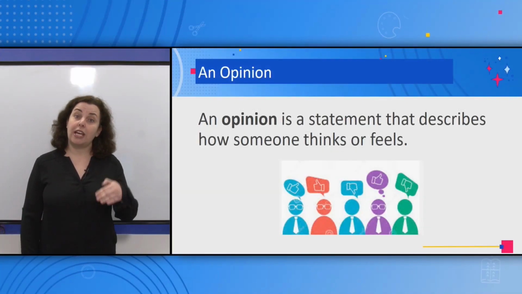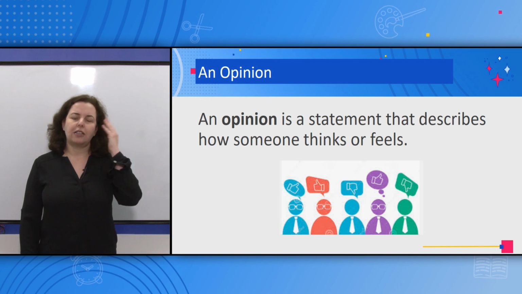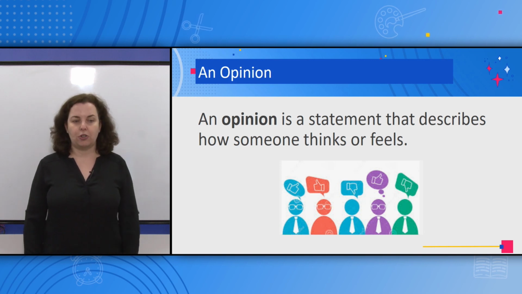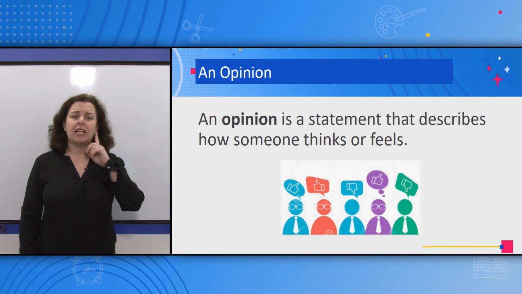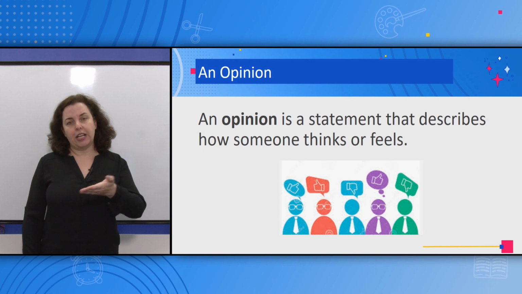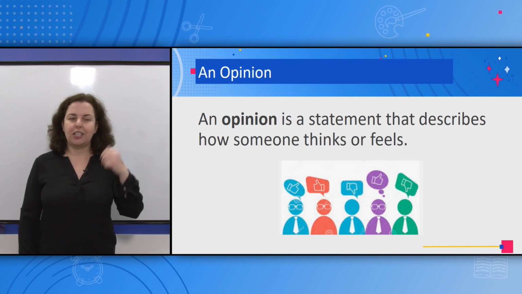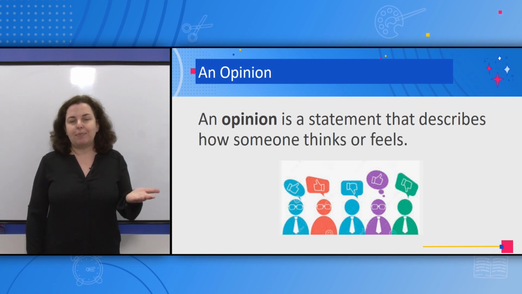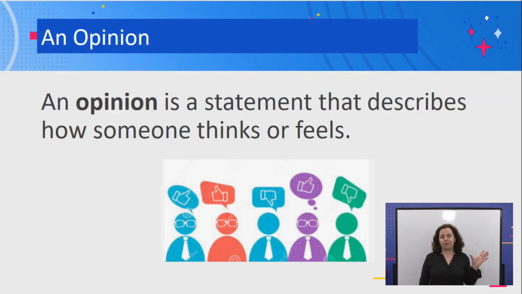Now let's talk about an opinion. What people think, that's an opinion. As you can see from the picture here. An opinion is a statement that describes how someone thinks or feels. Do you see the picture I put here? Sometimes when people put a funny joke on Facebook, for example, I click like because my opinion is that I like their joke. That's an opinion. It's a statement that describes how someone thinks or feels.